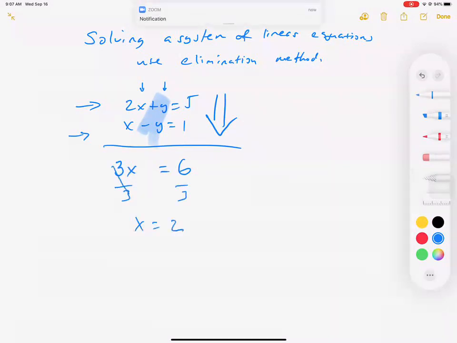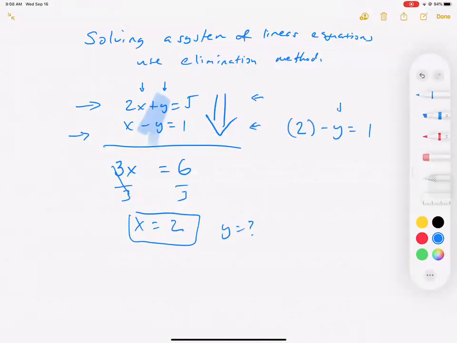x has to be 2. Okay? So now that we solved for one of the variables, and we say x has to be 2, what does y have to be? Well, if I plug the x into the problem, and let's pick the second one because it looks like it's going to be easier. If x was 2, 2 minus y is equal to 1. See, now this is a one variable problem. We got rid of one variable, we're left with the other one.